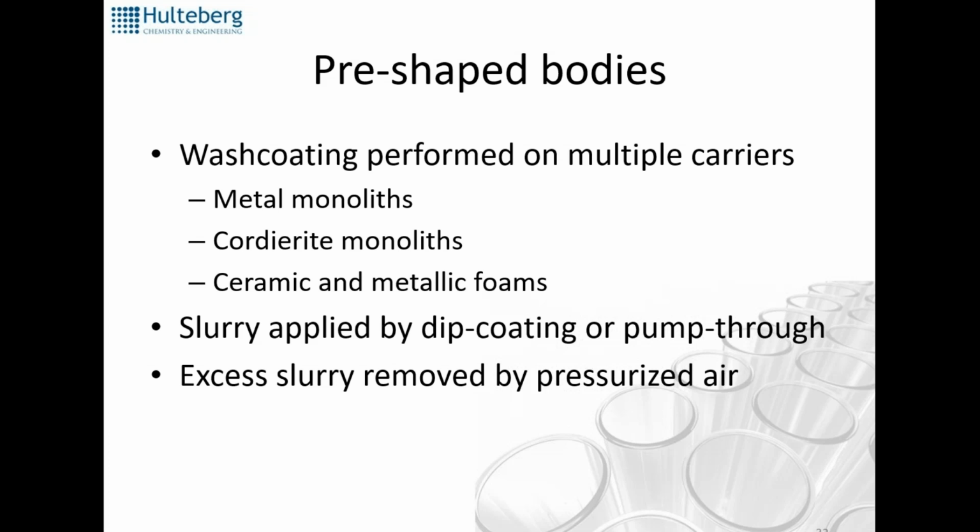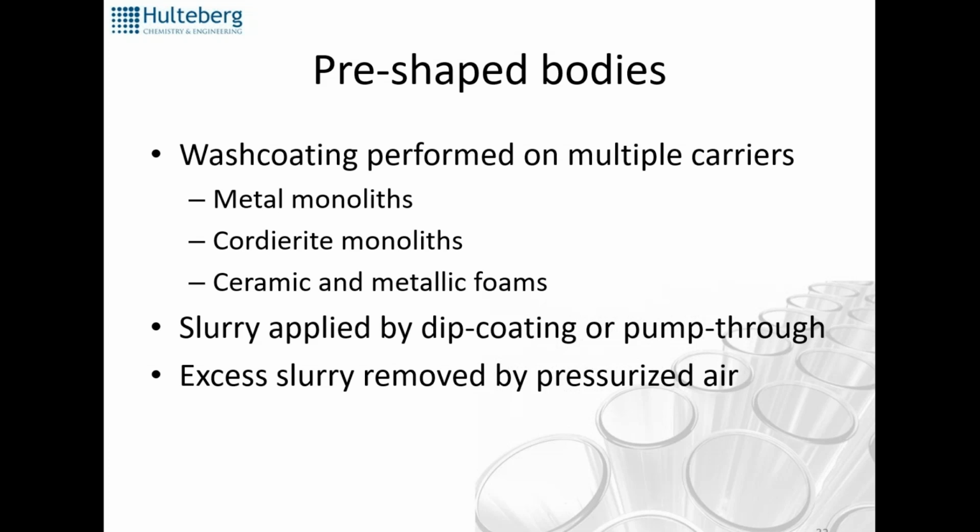Slurry can be applied either by dip coating or pump through, depending on your preference. Then excess slurry is removed either by pressurized air or indeed vacuum. So you can actually get the excess slurry out of the system by blowing it out or sucking it out. And that's how you make your monolith.